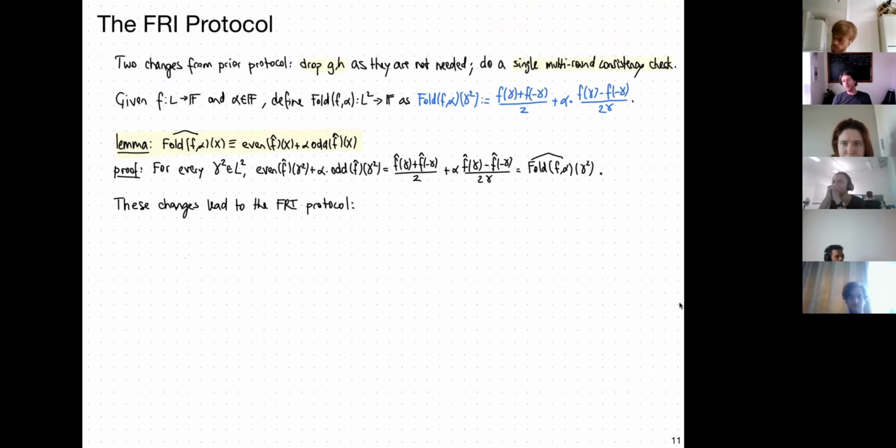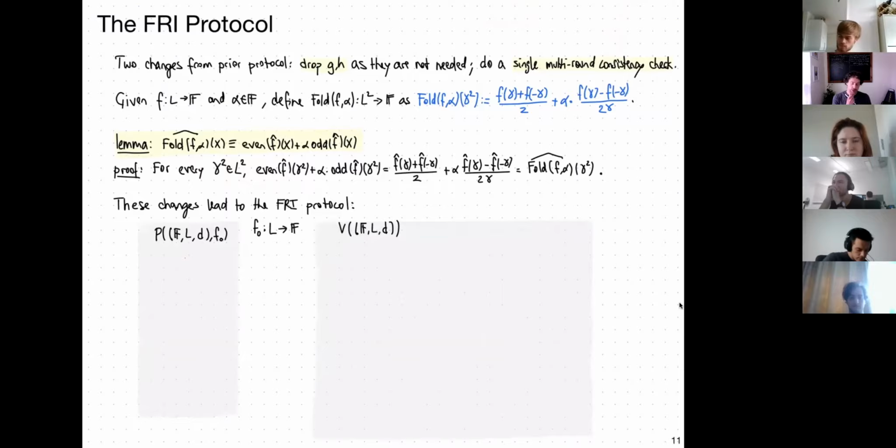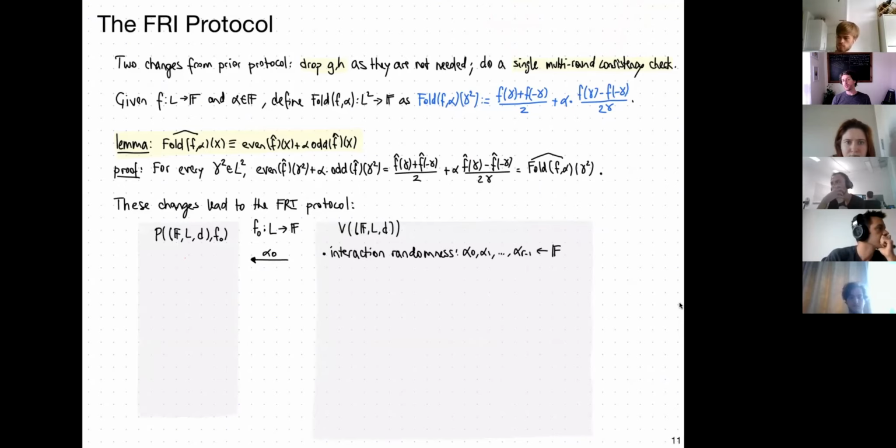And now, if we do this change, we get the FRI protocol, which is where we'll end for today. The protocol goes as follows. We have a prover, a verifier, and the function f. The verifier chooses some randomness, flipping some coins, and sends the first random element alpha 0, which corresponds to the first folding.